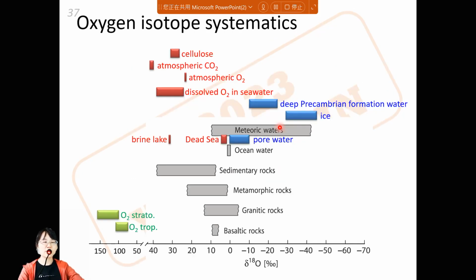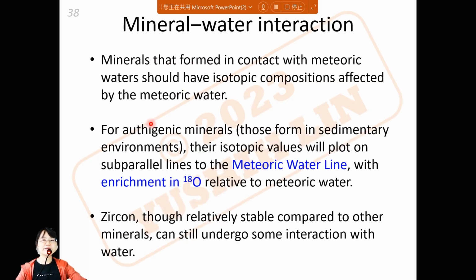And with this graph, I want to give you an overview of what kind of stable oxygen isotope values you will find. Standard mean ocean water by definition is around 0. For anhydrous basaltic rock, its isotopic value is around 5 to 9. With increasing interaction with the water cycle, granitic rock is already hydrous. Its value will be slightly more enriched. When it's sedimentary rocks, it will be even more enriched. So having this background information, we come back to zircon.